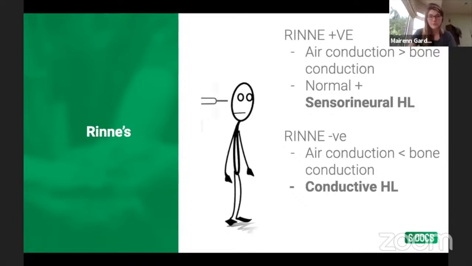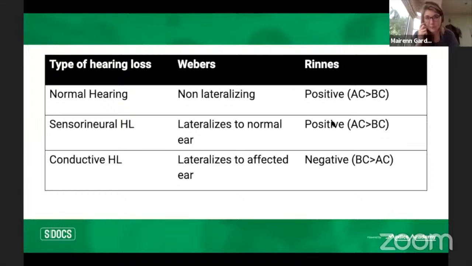So you've now done Weber's and Rinne's, and you then need to put all of this information together to work out what situation you've got. So I've created a table for you here just to really go over it again. If a patient has normal hearing, in Weber's, it will be non-lateralizing, so it will sound the same in both ears. You wouldn't really then need to do Rinne's, but if you then do the Rinne's test, it would be Rinne positive, and air conduction would be better than bone conduction.